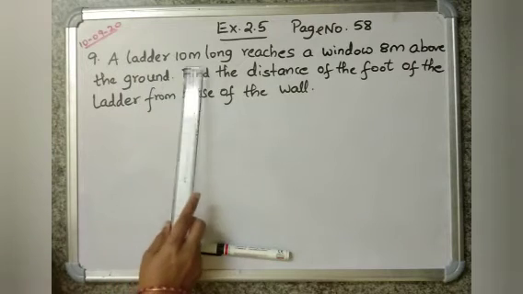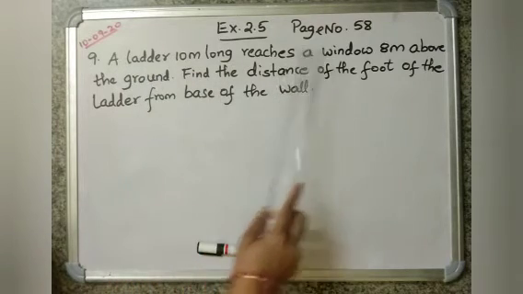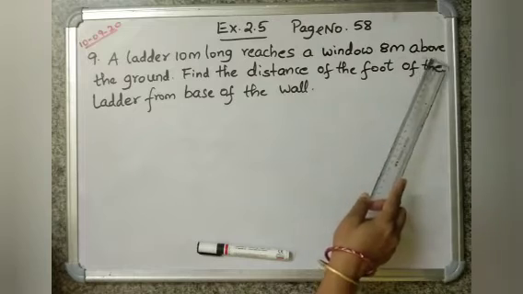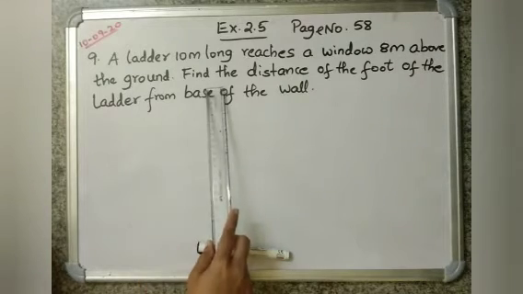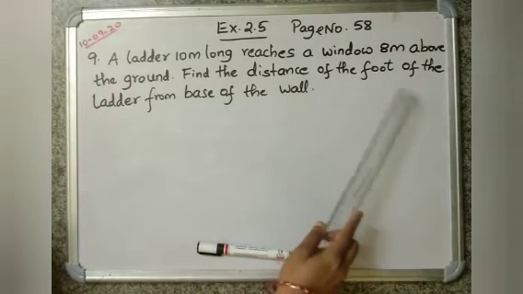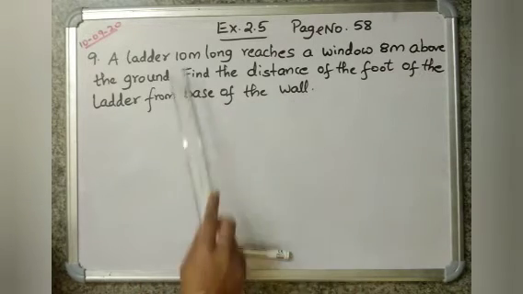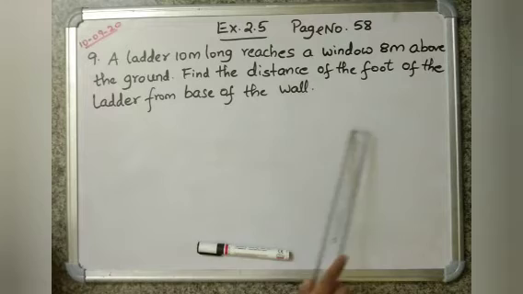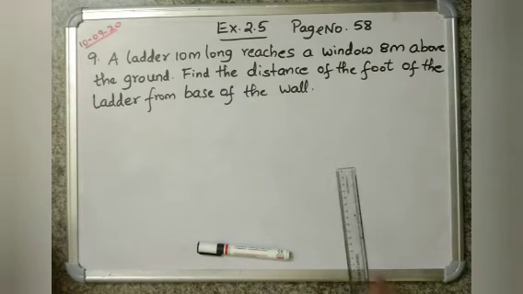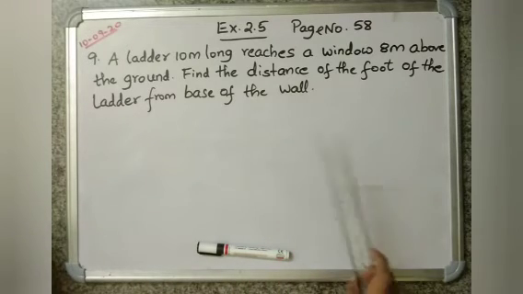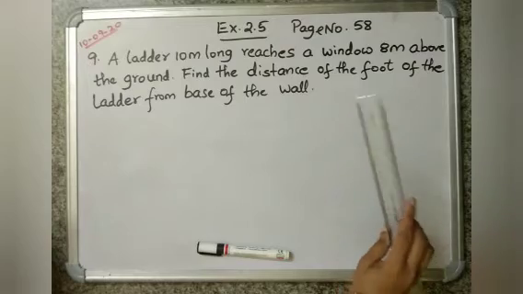A ladder 10 meter long reaches a window 8 meter above the ground. Find the distance of the foot of the ladder from the base of the wall. Here the figure is not given. So for these types of questions, you need to draw the figure.